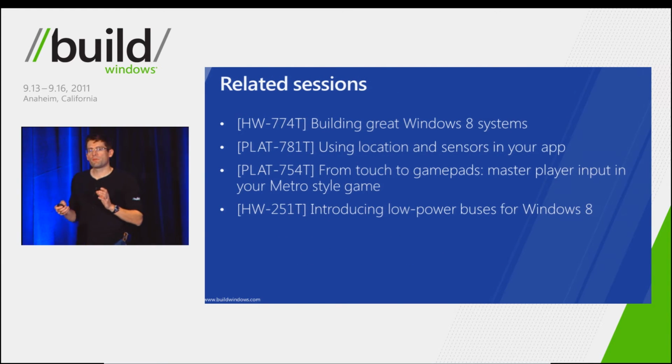We've also got a bunch of great related sessions, some of which have already occurred and some of which you can still see live. These are all recorded, so you can catch all of these after the fact. Building great Windows 8 systems, 774, is a great high-level overview of device-level support in Windows 8. 781, which went on in the last hour, was the software developer counterpoint to this talk. Here we focused on the sensor hardware. In that talk, you can learn more about what apps can do with sensors and these APIs.